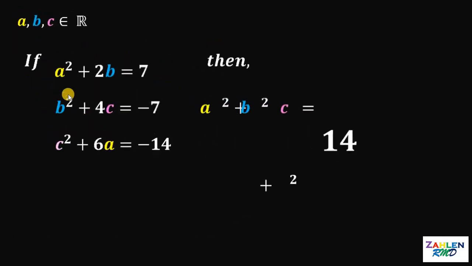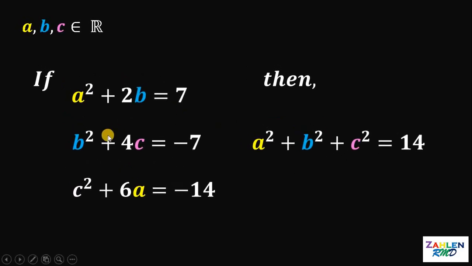Therefore, if a squared plus 2b equals 7, b squared plus 4c equals negative 7, c squared plus 6a equals negative 14, then the value of a squared plus b squared plus c squared must be 14. And as always, we are done.